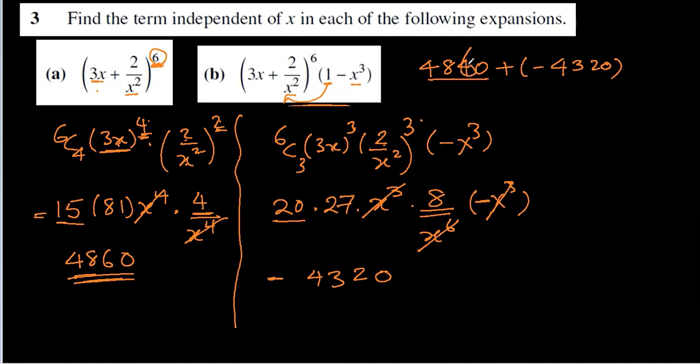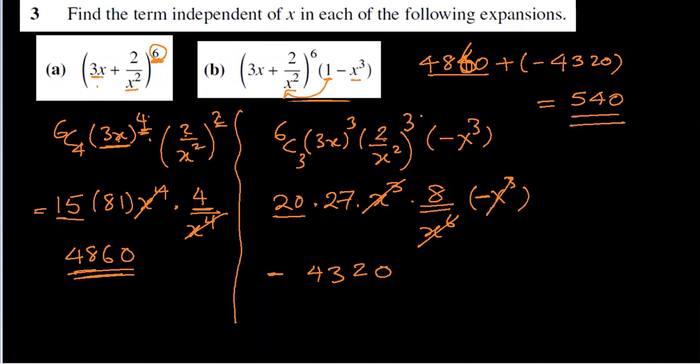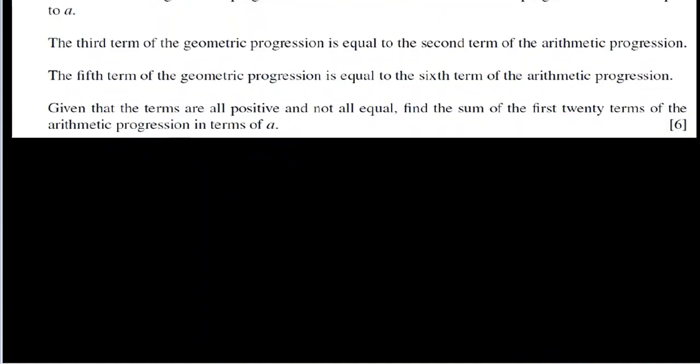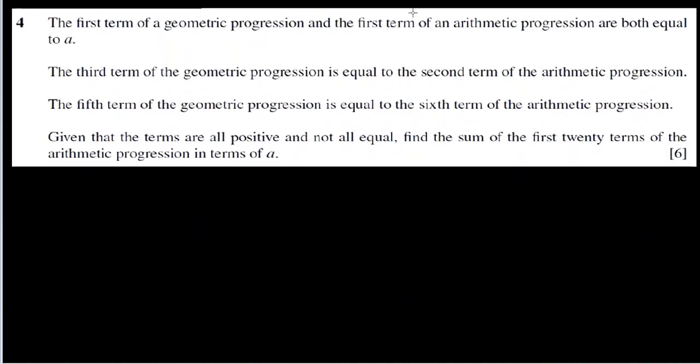Okay, I made a mistake here. It will be 60. 4,860, and then minus 4,320 will be 540. Moving on, the first term of a geometric progression and the first term of an AP are both equal.